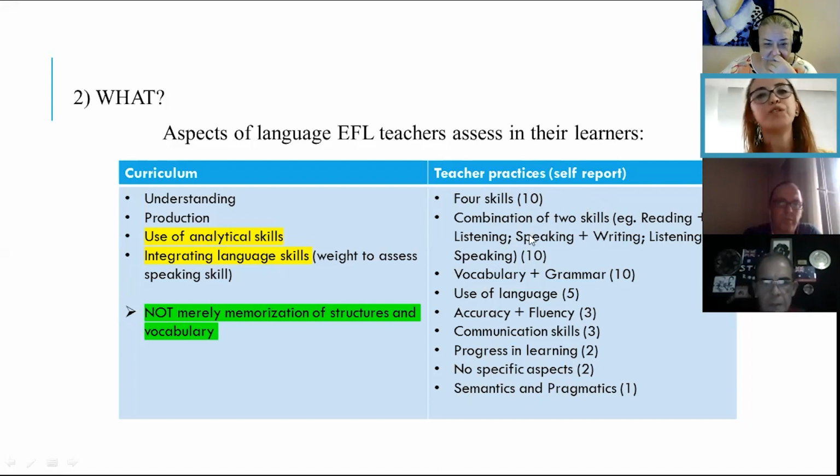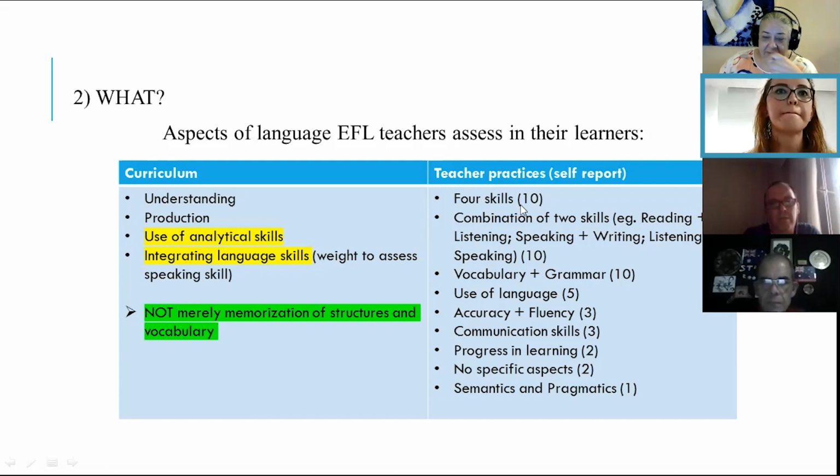The 4 skills and the combination of 2 skills are as recommended, suggested by the curriculum. If we go back to the curriculum part, we can see here understanding production, use of analytical skills, integrating language skills. However, we don't see use of analytical skills here as an aspect of language or learning. And as a reminder, please don't assess merely memorization of structures and vocabulary, the curriculum tells us.